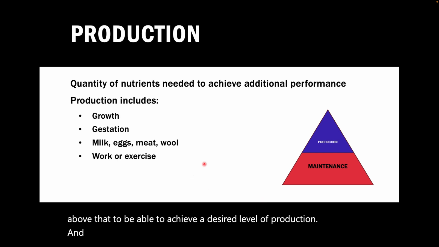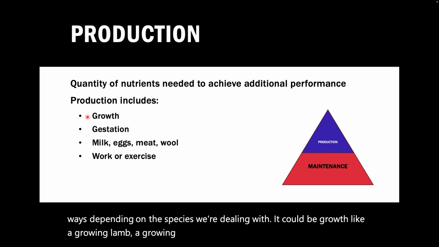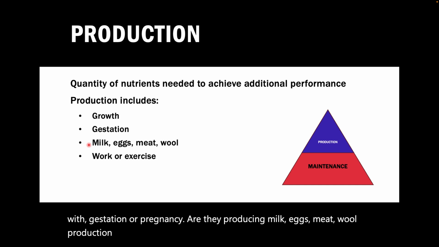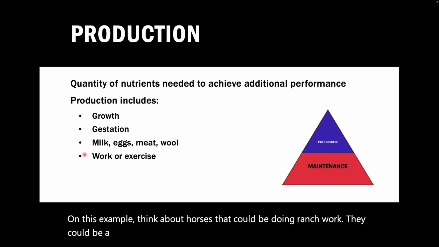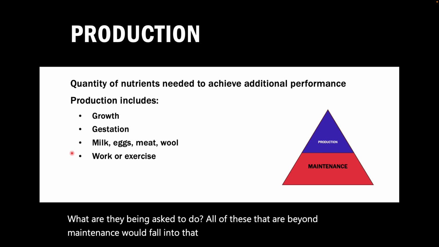And so when we talk about production, that's going to be defined different ways depending on the species we're dealing with. It could be growth, like a growing lamb, a growing steer, a puppy, a kitten, whatever we're working with. Gestation or pregnancy. Are they producing milk, eggs, meat, wool production, or other fiber production? Are they working or doing exercise? In this example, think about horses that could be doing ranch work. They could be a performance horse like a racehorse or something. What are they being asked to do? All of these that are beyond maintenance would fall into that production category.